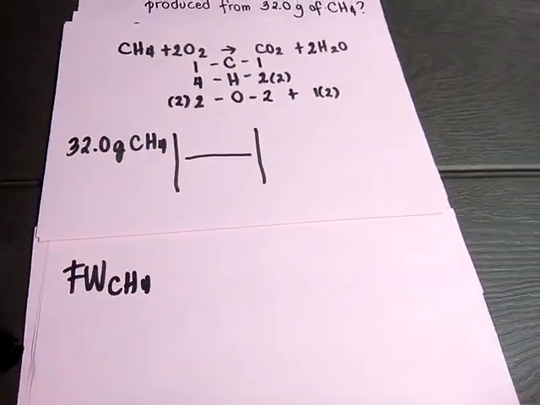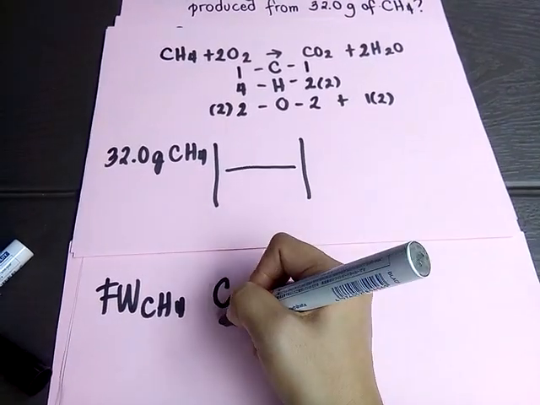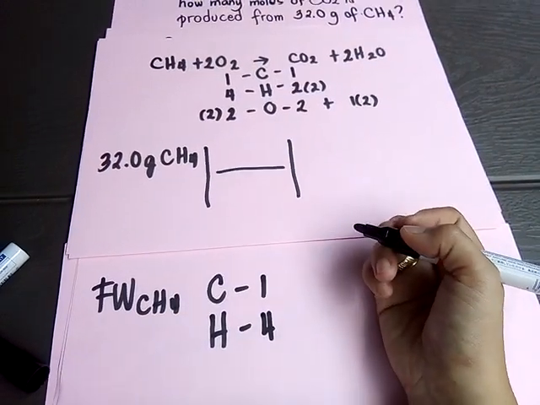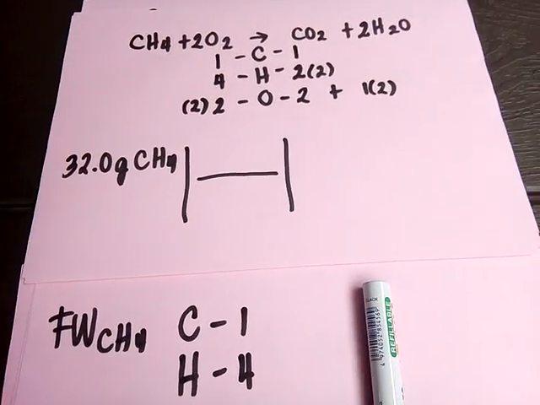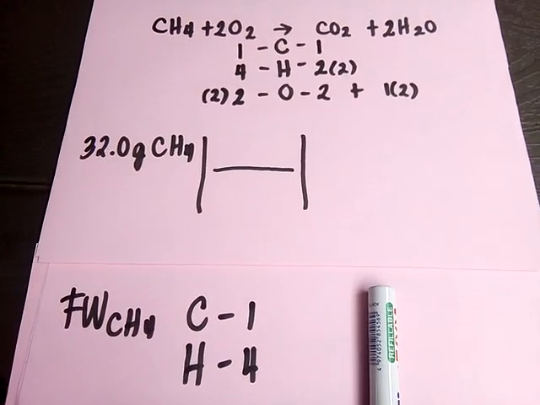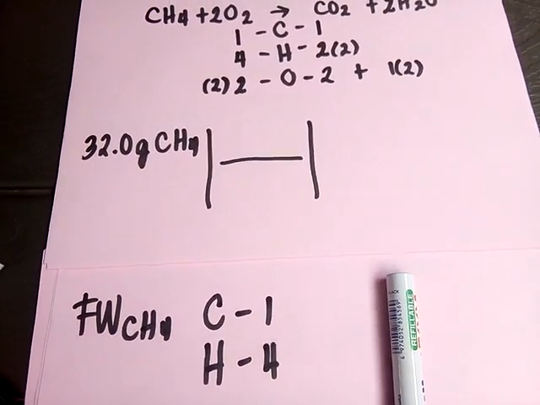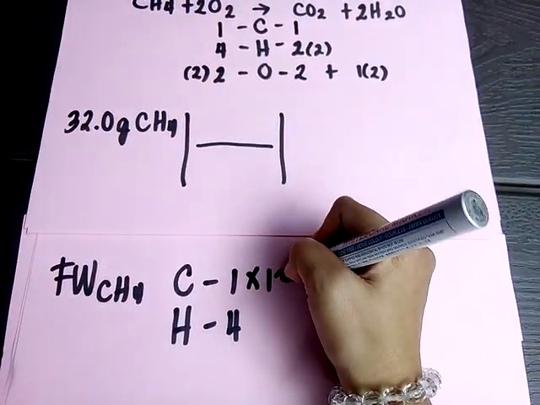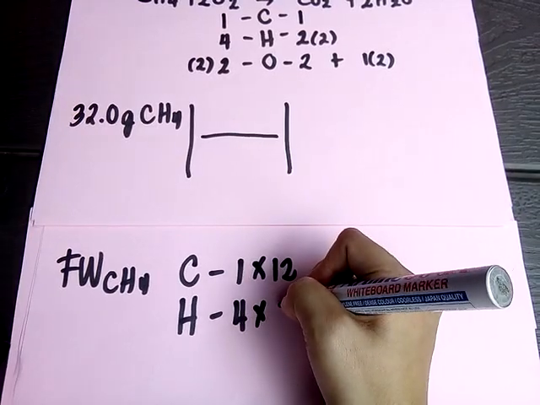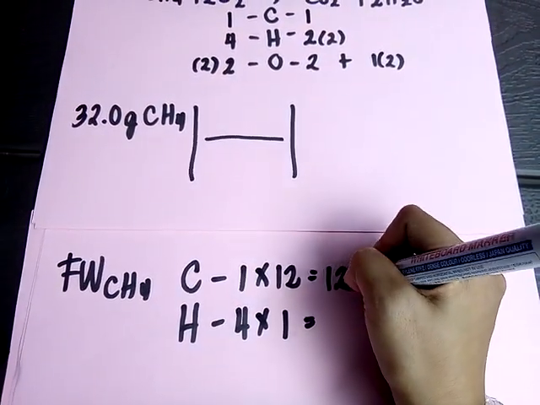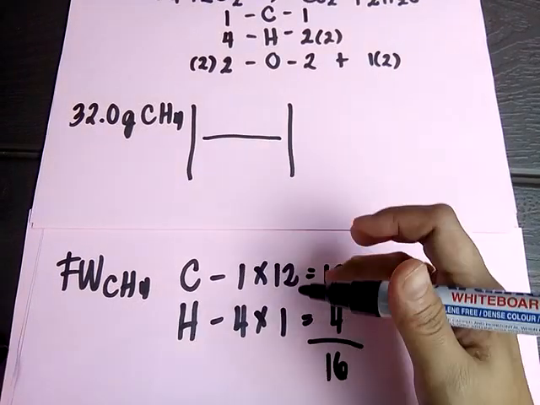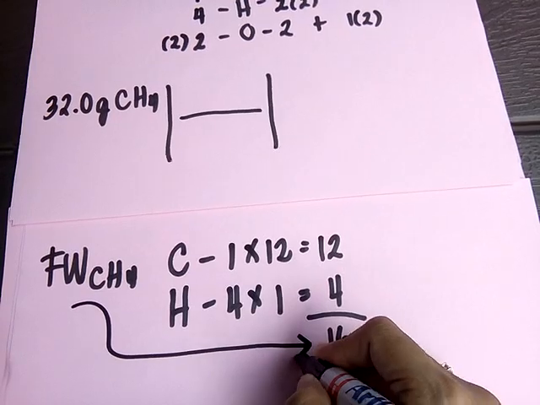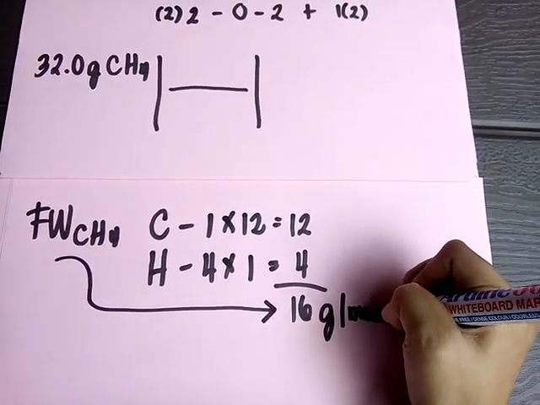So for the formula weight of CH4, you have to account the atoms. So for carbon, you have 1. For hydrogen, you have 4. And you have to look for the atomic weight of carbon and hydrogen from the periodic table. From your periodic table, the atomic weight of carbon is 12 and the atomic weight of hydrogen is 1. So just multiply. So this is 12, this is 4. Then you get the sum, 16. So 12 plus 4 is 16. So meaning, the formula weight of CH4 is 16 grams per mole.